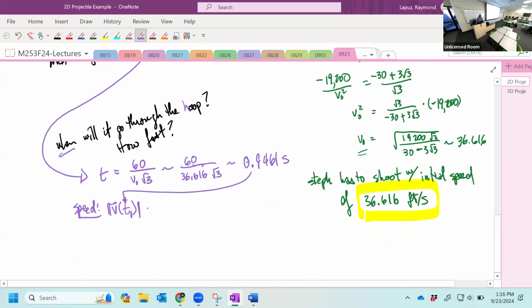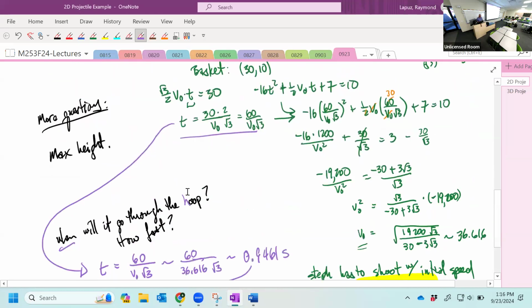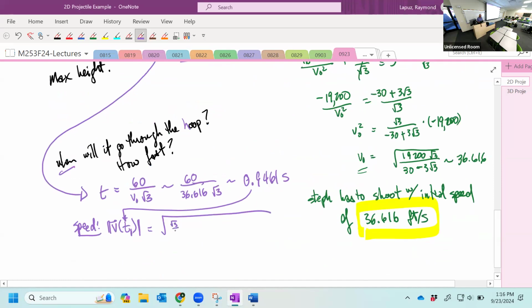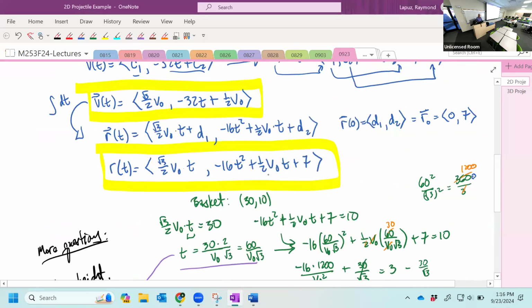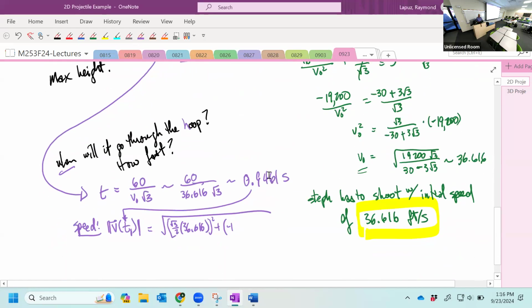Oh, this is getting to be too much for me. I don't want to do this anymore. Root 3 over 2 times V naught, which is 36.616, squared plus negative 16, negative 32t, come on, 32t, t was about 0.9461, negative 32t plus 1/2 v naught, 36.616.